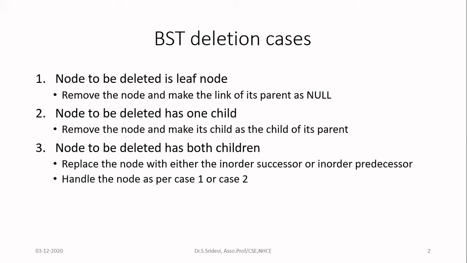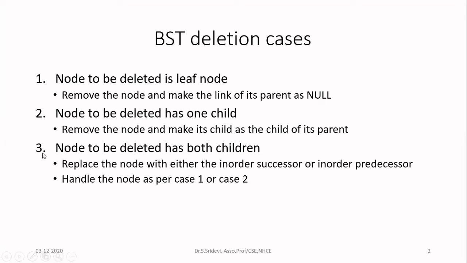So when you are deleting a node, the node you are deleting will sometimes be a leaf node. In that case, you will be removing the node from the tree, and then you have to make the link of the parent of that node null because you're deleting the node. So the parent should not contain that node's address. So remove the link with null. Then sometimes the node you are going to delete can have one child. In that case, you have to remove the node and then make its child the child of its parent. So this is a pointer movement you have to do.